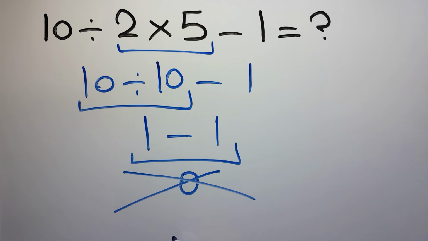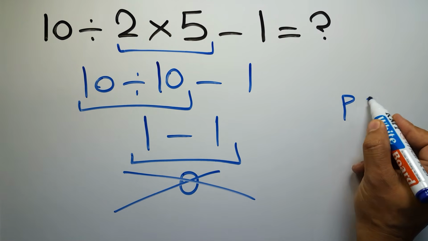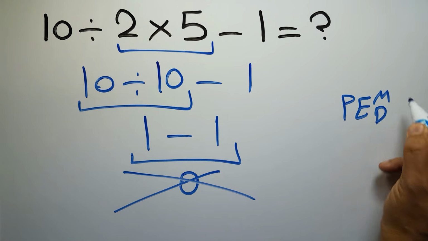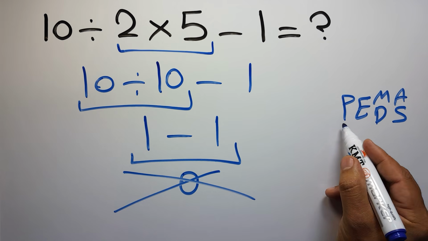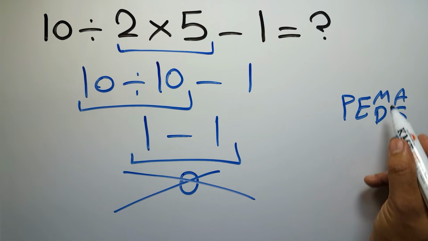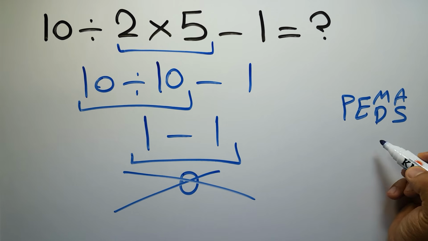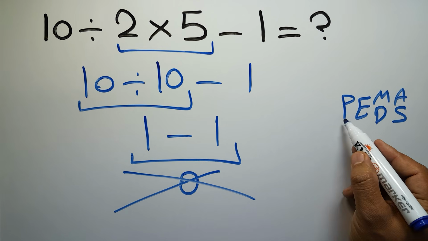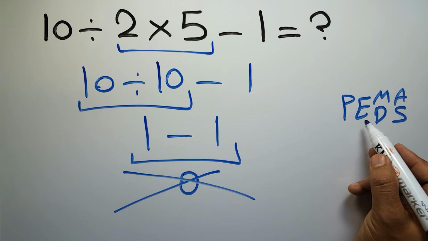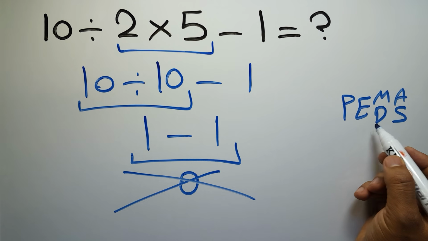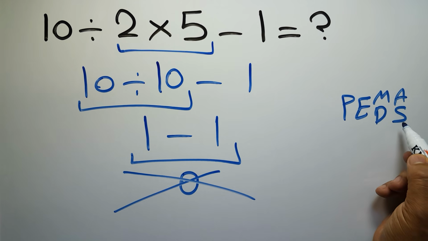Because according to the rule of operations, which is PEMDAS, P stands for parentheses, E stands for exponent, M and D stand for multiplication and division, and A and S stand for addition and subtraction. First we have to do parentheses, then exponent, then multiplication or division, and finally addition or subtraction.